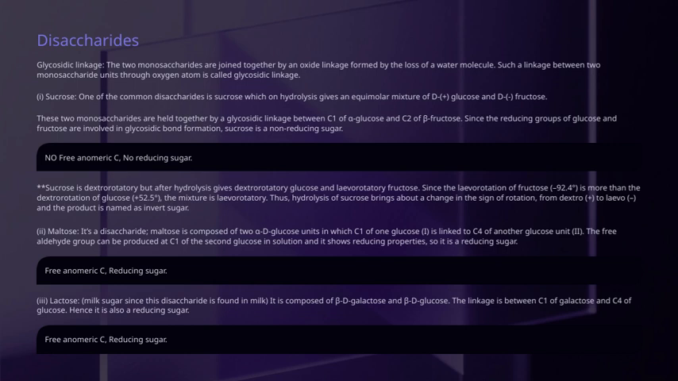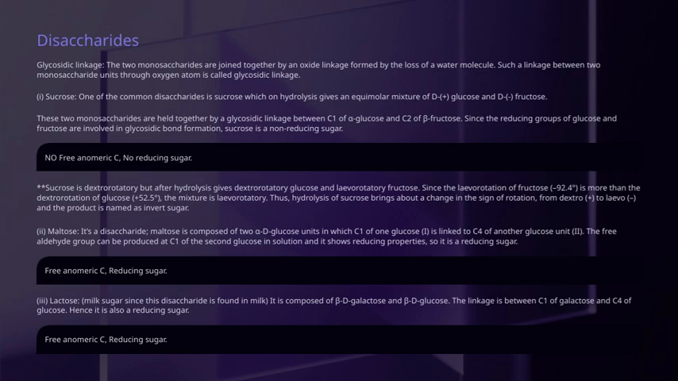Moving on to maltose, another disaccharide composed of 2 alpha-D-glucose units. In maltose, the C1 of one glucose links to the C4 of the other. The free aldehyde group at C1 of the second glucose makes it a reducing sugar as well.